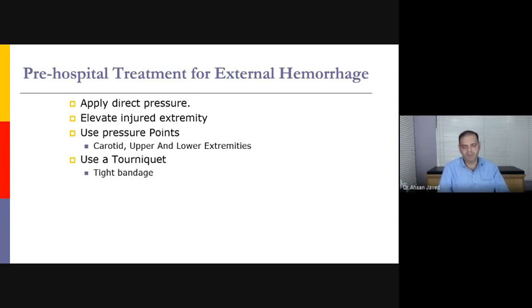Then the third method, if you are unable to stop the bleeding by the above two mentioned methods, is to apply pressure over the pressure points. By pressure points, we mean the areas where the arteries are more superficial. It can be the carotid, in case of bleeding from the neck, one carotid at a time. It can be the upper and lower extremities.